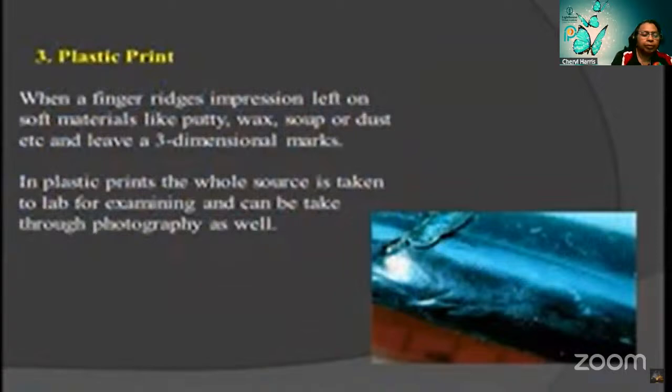So let's know about what a plastic print is. When finger ridge impressions are left on a soft material like putty, wax, soap or dust, etc., and leave a three-dimensional mark, that is called a plastic print. In plastic print, the whole source is taken to a lab for examination and can be taken through photography as well, because with the help of forensic photography, a disputed fingerprint can be compared with the specimen.